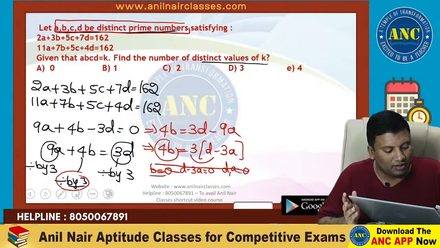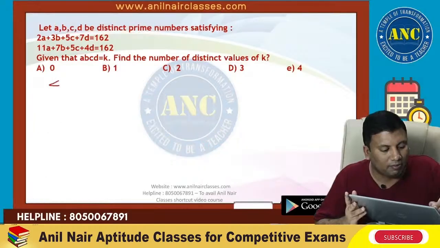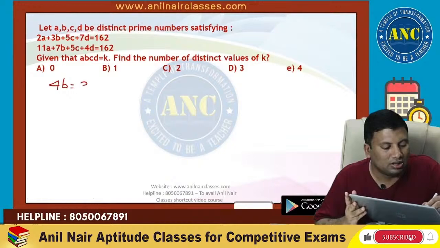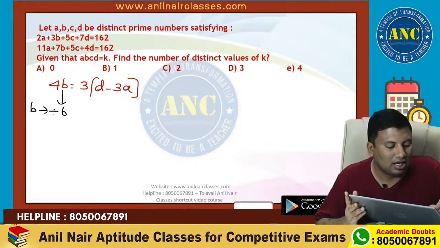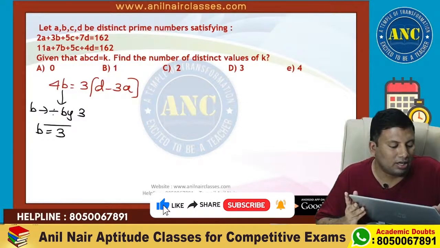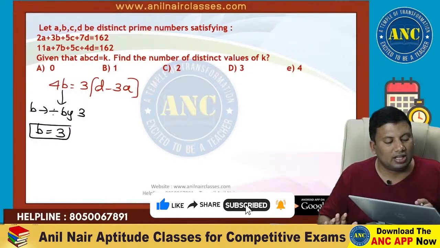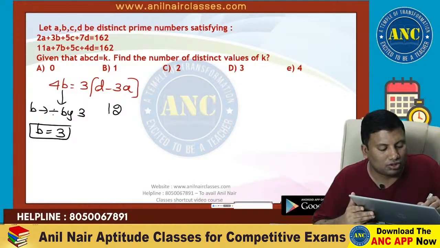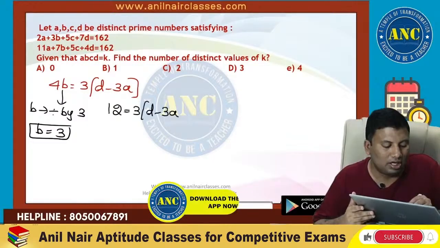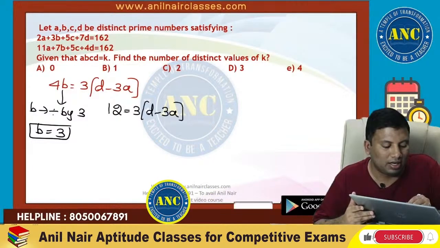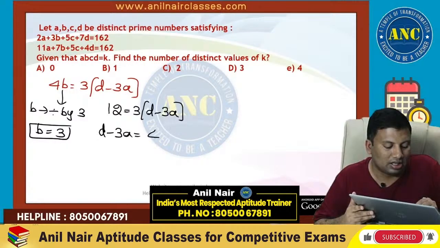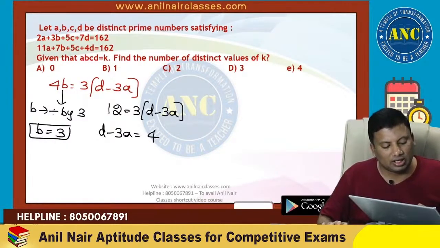Now we will write down here 4B equivalent to 3 into (D minus 3A). This is the equation we got. Now what is it that we are discussing? A number divisible by 3 that is prime is nothing but 3. So B is 3. 4 3s are 12. 12 equivalent to 3 into (D minus 3A). So D minus 3A is nothing but 4.